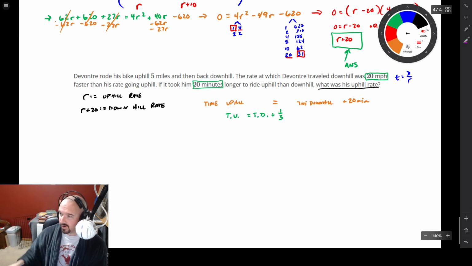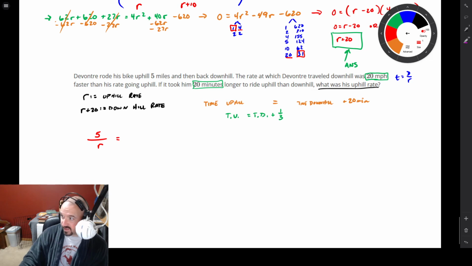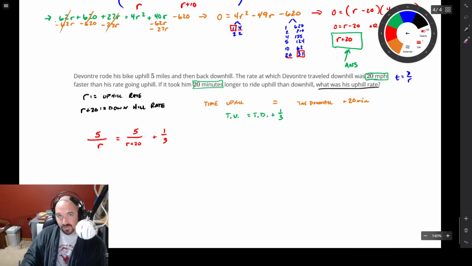So now we have our equation. So our time uphill, remember, just like in the previous couple of versions here, I just need my distance over my rate. So I rode 5 miles uphill, so 5 over my rate, which is r, and then that equals my time downhill, which is 5 miles up and then back down. So 5 miles downhill, with my rate changed to r plus 20, and I have to add 1/3 of an hour to my downhill side.